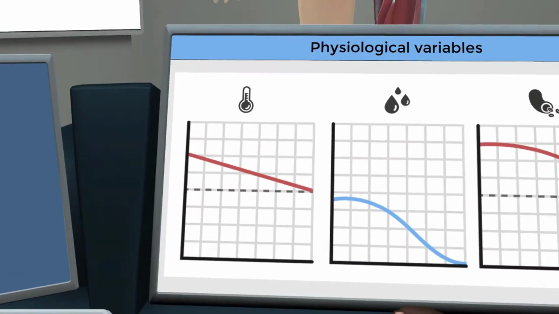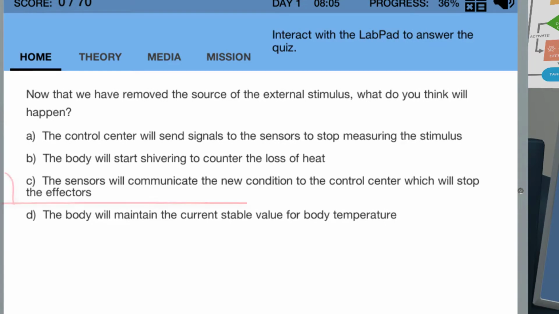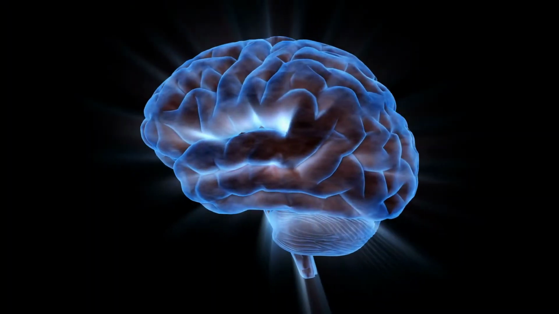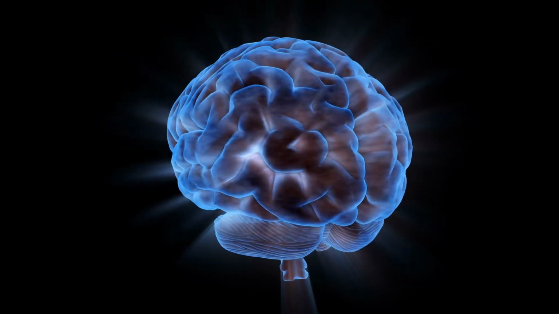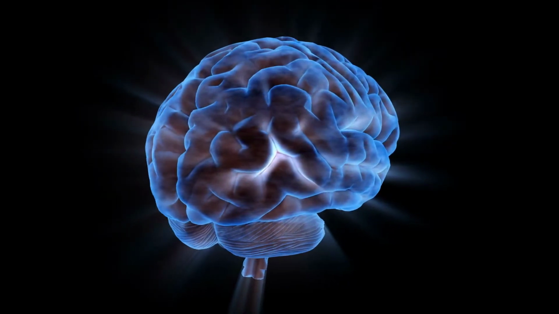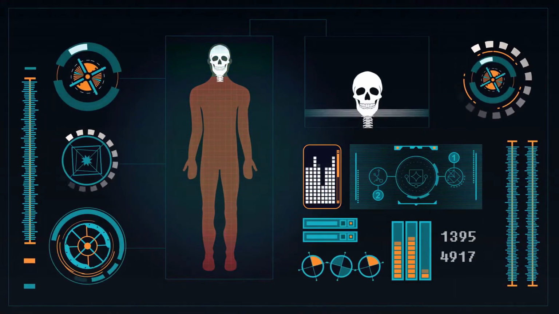Observe the return to the resting range. Now that we have removed the source of the external stimulus, what do you think will happen? This is correct. The sensors, detecting that the stimulus has stopped, will send signals to the control center which will reinstate balance by stopping the action of the effectors. This phenomenon is called a negative feedback loop.